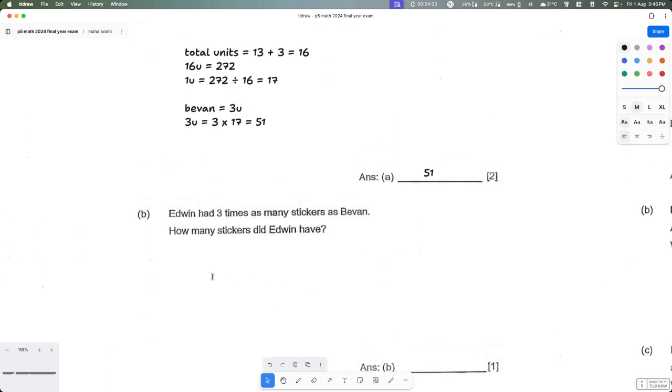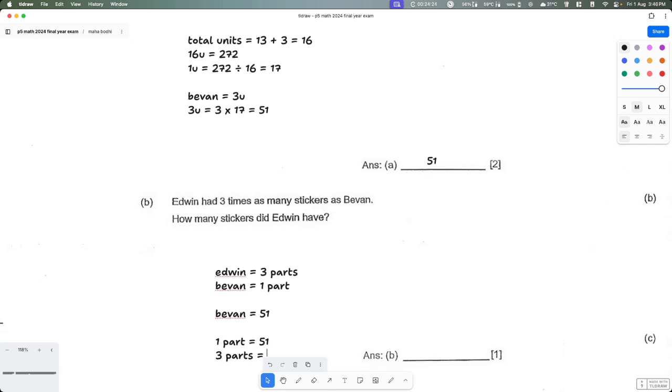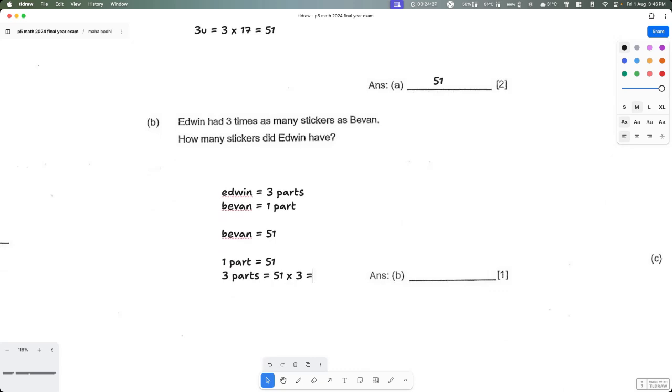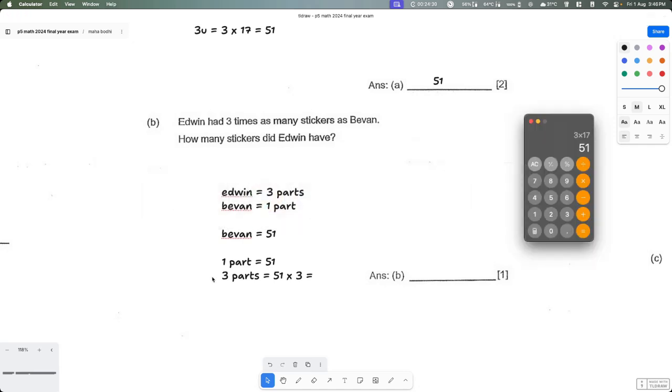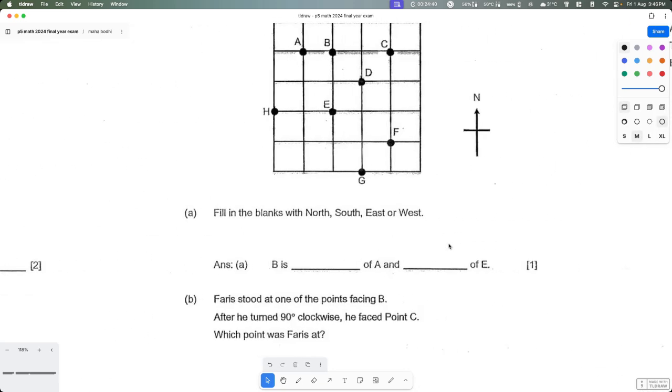So that means Edwin is equal to 3 parts, and then Bevan is equal to 1 part. So Bevan is also equal to 51. Okay, so that means 1 part is equal to 51. 3 parts is equal to, in this case, 51 multiplied by 3. Okay, this will be 153. There you go. So the answer over here is 153 in this case. All right, let's move on to the next question.